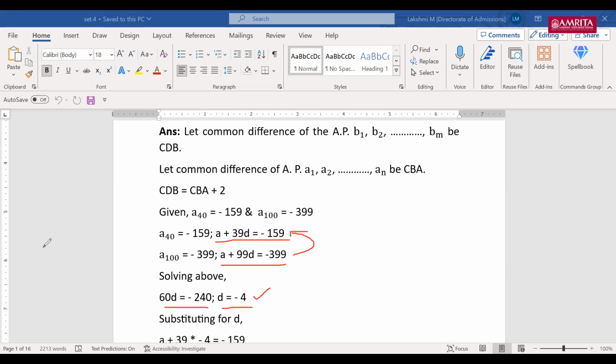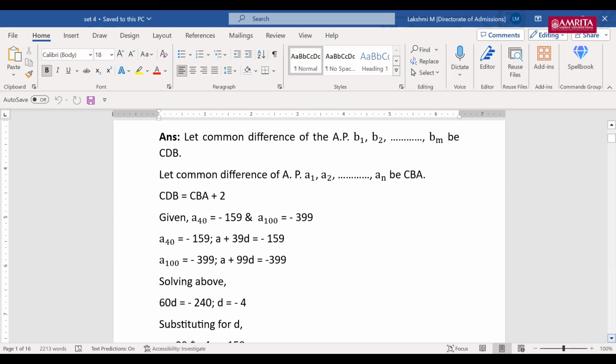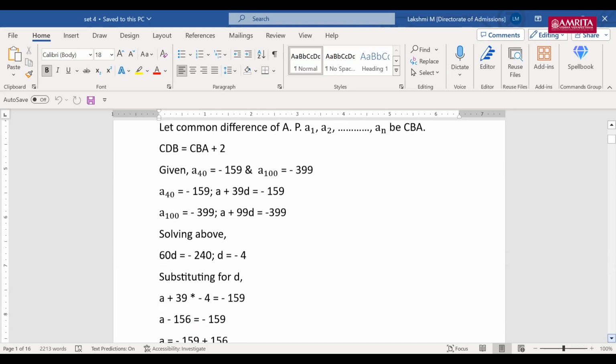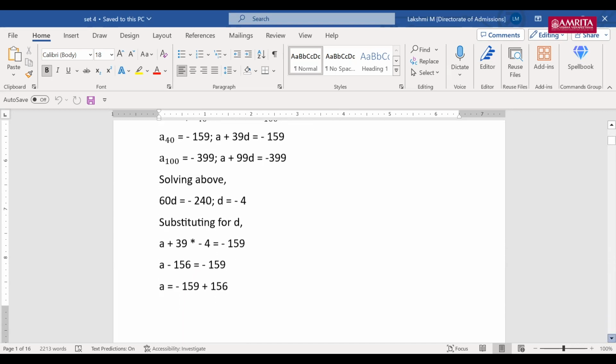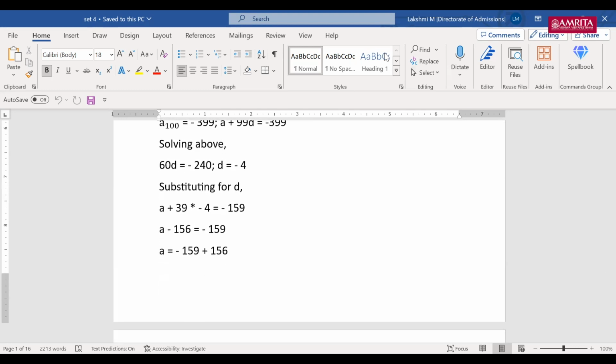I hope up to this portion, it's clear to all of you. We started with whatever is given in the question. A40 and A100, the two values are given. I expanded it, solved, and found the value of D. Once I have D, I can substitute it in any of these equations and get the value of A. So D is minus 4.